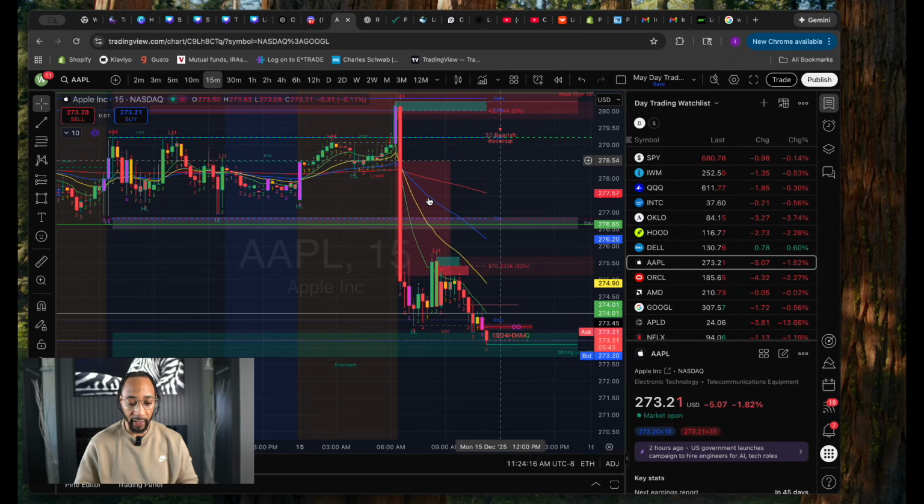You see how this is getting through this fair value gap right here? Okay. And then it came right back down almost at the top of the fair value gap. So some fair value gaps, stocks will be able to get through quicker than others, and some fair value gaps they won't.